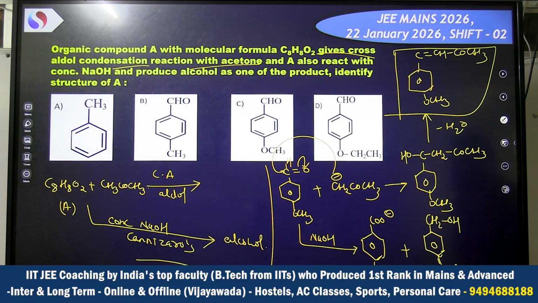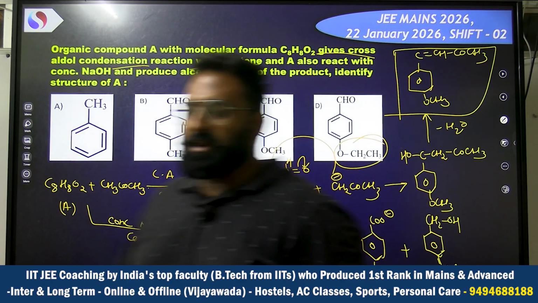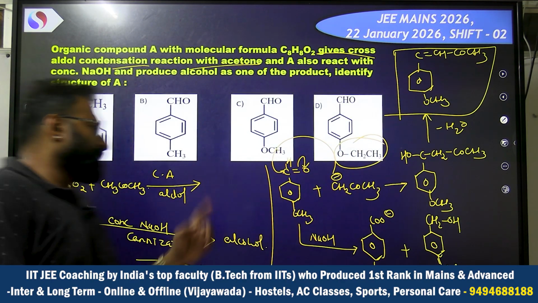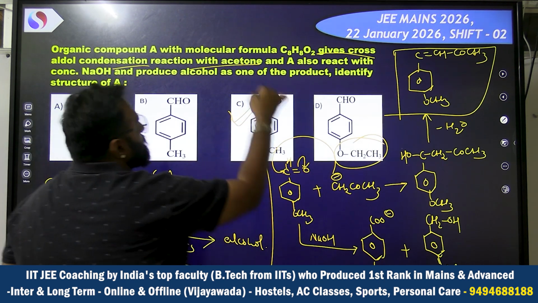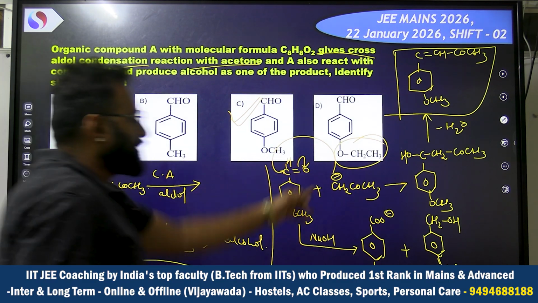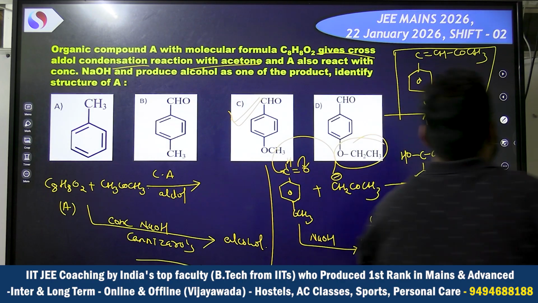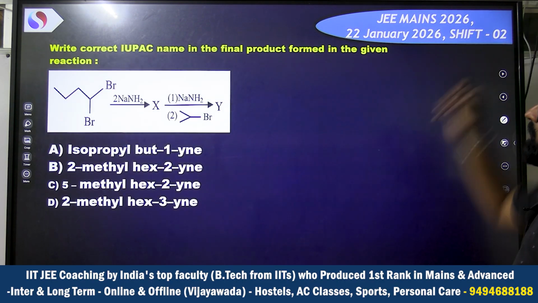Now if you are thinking the same reaction can occur with option D, it is not possible with option D. Why? Because of the bulky group, steric hindrance occurs, so it is difficult for cross-aldol condensation. So the correct answer is option C. This is the cross-aldol condensation and this is the Cannizzaro reaction. Option C. Next question.